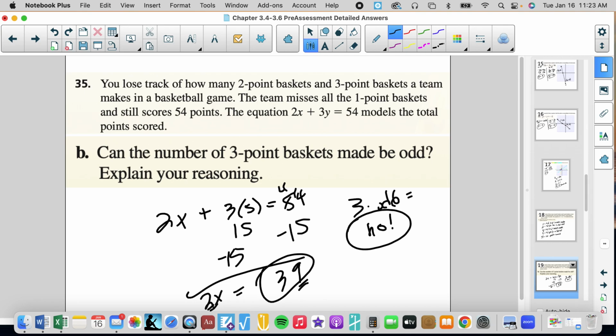3 times 3 is 9. 3 times 5 is 15, 3 times 7 is 21. All of those will produce odd. Every multiple of 3 by an odd number is odd. So subtracting an odd number from this even number will produce an odd number. And then I will never have an opportunity to make an odd number as a product of 2. There you go.